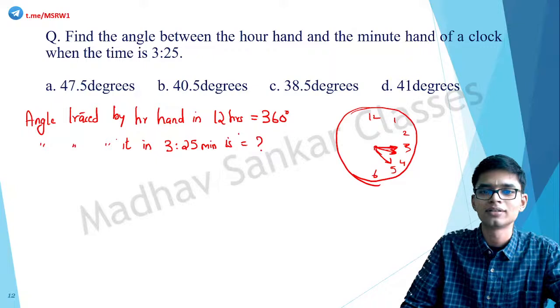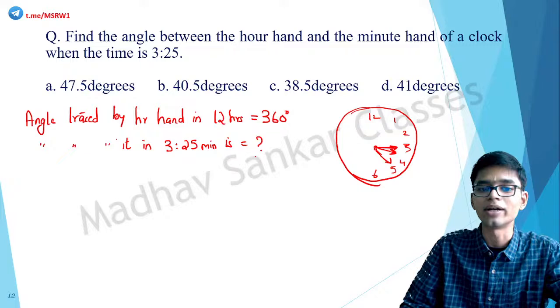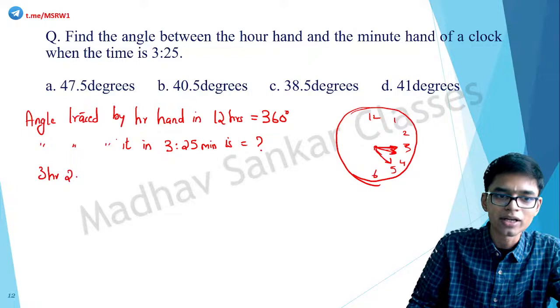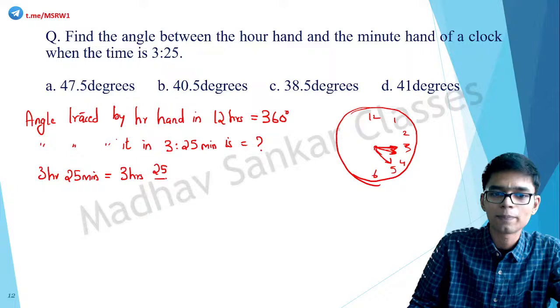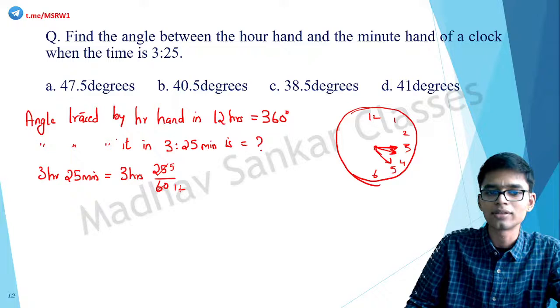Okay, hour hand. We are dealing with the hour hand now. We will deal with the minute hand later. What is the angle traced by the hour hand in 3 hours and 25 minutes? 3 hours 25 minutes is equal to 3 hours and 25 by 60 hours. Correct, converting into hours. 25 by 60 hours means 5 by 12. Correct. So 3 and 5 by 12, that is 3 into 12, 36 plus 5, 41, is equal to 41 by 12 hours.